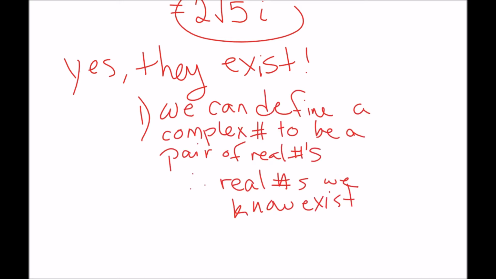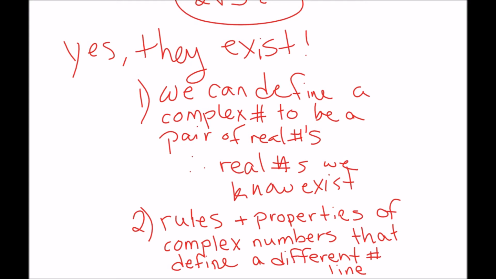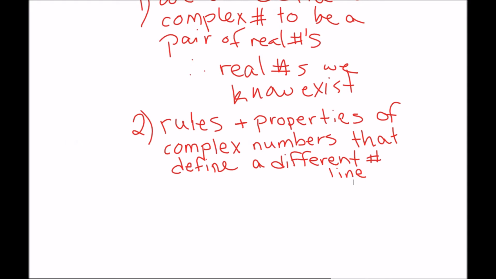Second, we know that there are rules and properties of complex numbers that define a number line. And as we talked about in Algebra 1, and you've probably heard in your other classes, if there is a number line and there are rules and properties, it means they exist. And then the third property that tells us that they indeed exist is that there's actually an object that when squared equals -1. And it's basically the pair 0, 1.